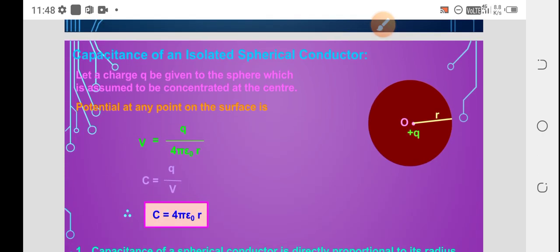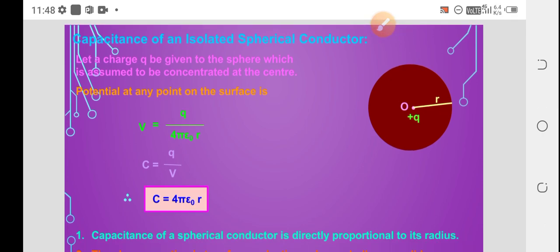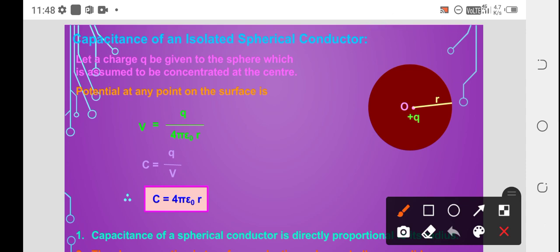Capacitance of an isolated spherical conductor. Let's take a spherical conductor which is isolated. What is the capacitance of this isolated spherical conductor? You can see the figure. At O the charge is positive, and R is the radius. Let a charge Q be given to the sphere, which is assumed to be concentrated at the center.